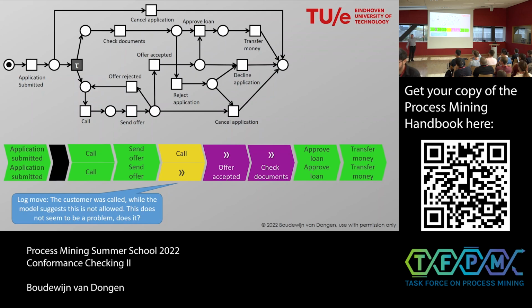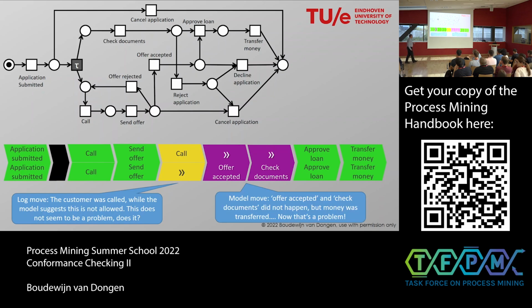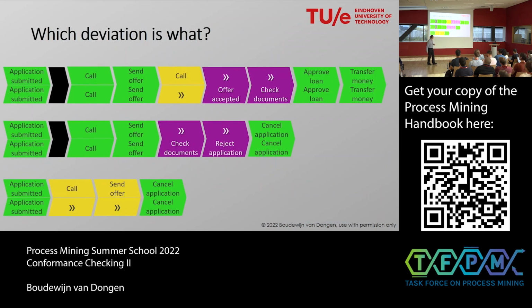Doesn't seem to be a problem, right? So you want to look at these alignments and really investigate this in detail and try to find a physical explanation. You have offer accepted and check documents that did not happen according to our log, but money was transferred later. So we already discussed yesterday that this is a real problem, right? So you always look into the details of these alignments.